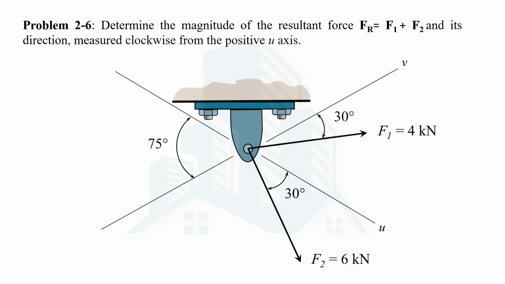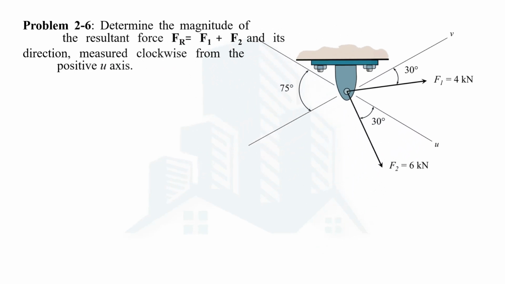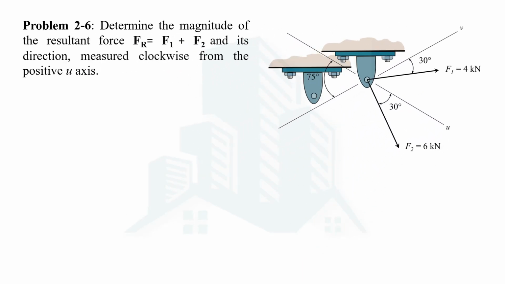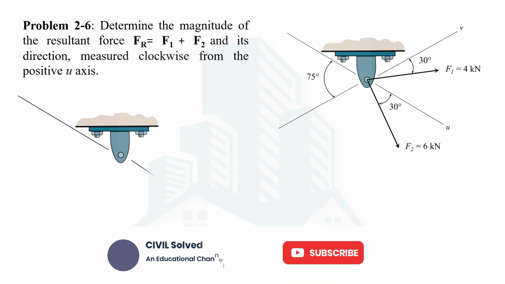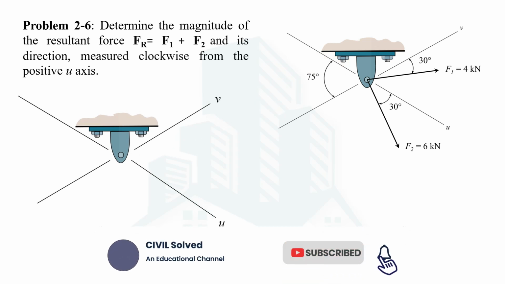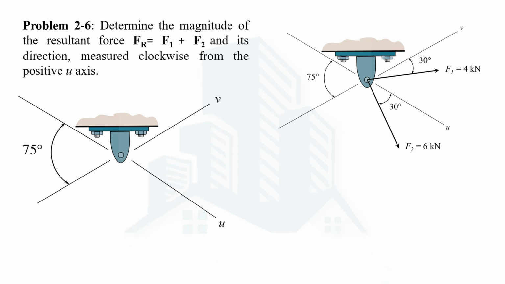The direction should be measured clockwise from the positive u-axis. So let's solve this problem. So let's consider the member on which these forces are acting. The two axes, u-axis and v-axis, are given. Both of these axes are making an angle of 75 degrees with each other in this direction.